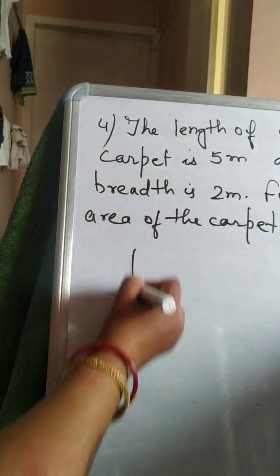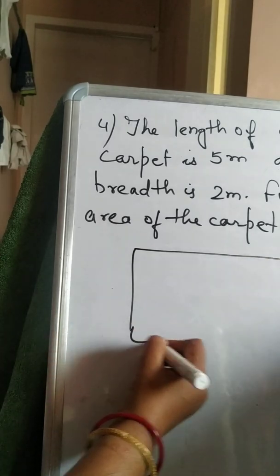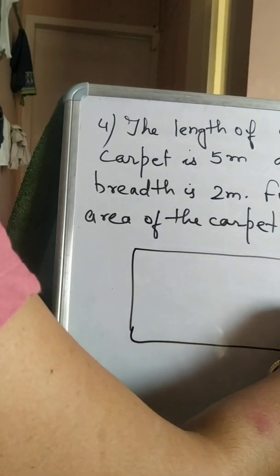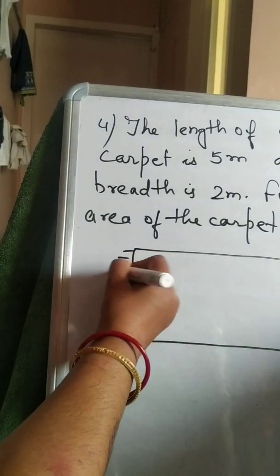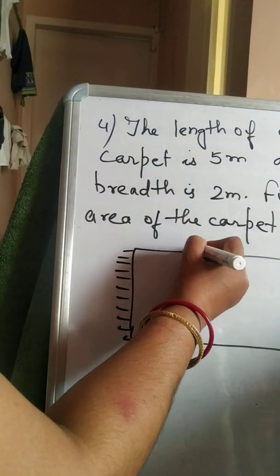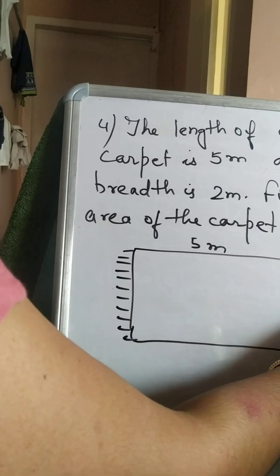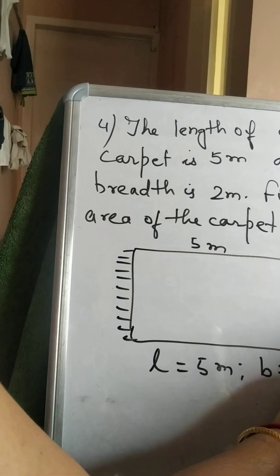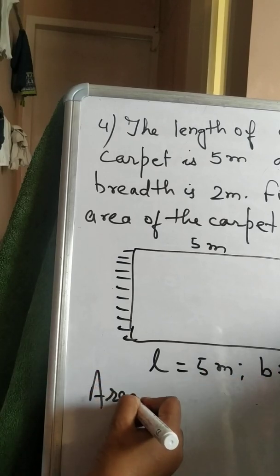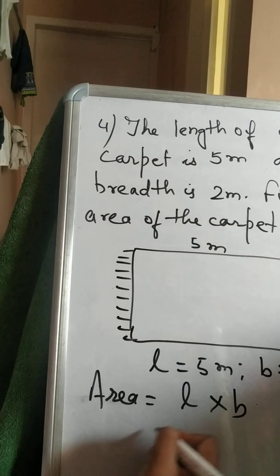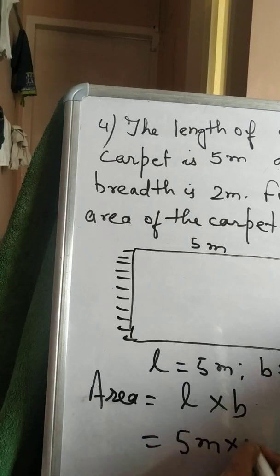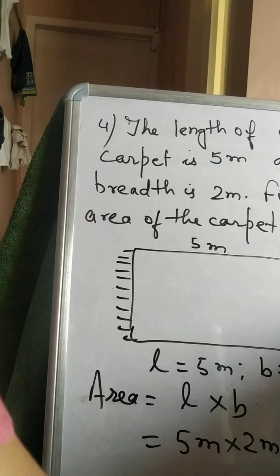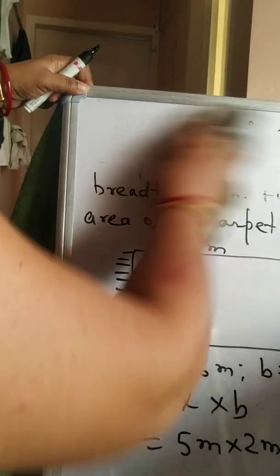So here all of you see that this is the carpet whose length is 5 meter and breadth is 2 meter. So here length is equals to 5 meter and breadth is equal to 2 meter. So area is equal to length into breadth. So it is 5 meter into 2 meter which is equal to 10 square meter. So this is the answer.